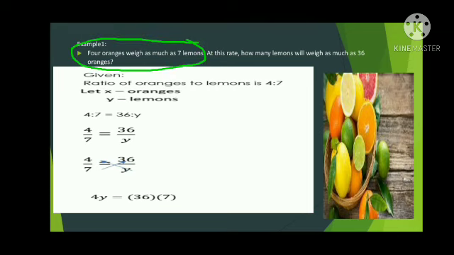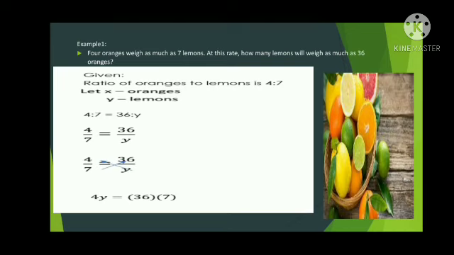So ibig sabihin, meron tayong ratio of oranges to lemons. It must be expressed, the ratio of oranges to lemons, as 4 is to 7. 4 corresponds to 4 oranges and 7 corresponds to 7 lemons. So the ratio dito ay 4 is to 7. So we let x and y equivalent to oranges and lemons. We let x as oranges, and y equals lemons.